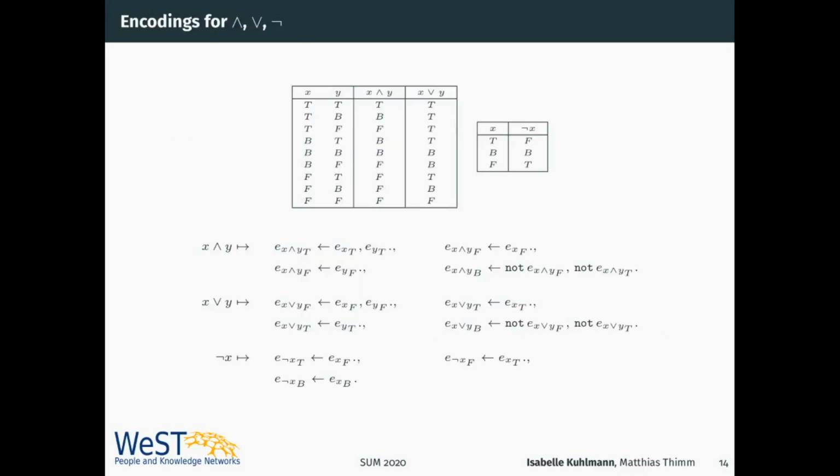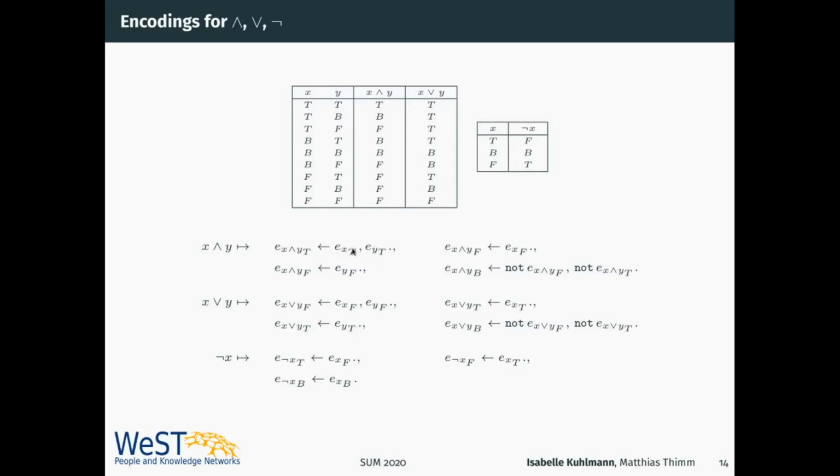What's still missing from our answer set program are encodings for the different logical connectors. To be precise, we created encodings for AND, OR, and NOT. Now let's recall the truth values for Priest's three-valued logic. For example, regarding the conjunction operation, we can see that there's only one case where the formula actually evaluates to true. And that is where both X and Y are also true. And here you can see the corresponding ASP rule. So this rule contains three different ASP atoms. This one represents the conjunction of X and Y being evaluated to true.